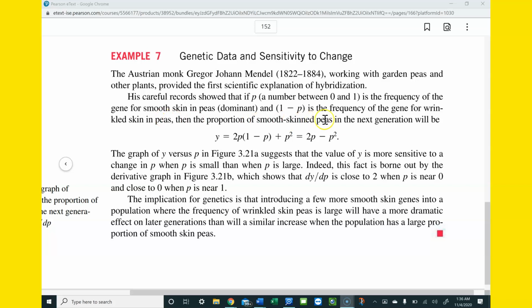Then the proportion of smooth skin peas in the next generation will be, and he figured this out, I'm not exactly sure, I don't know enough about it to say how he got that equation, but it probably took a lot of thinking.